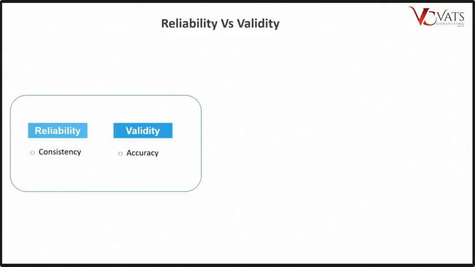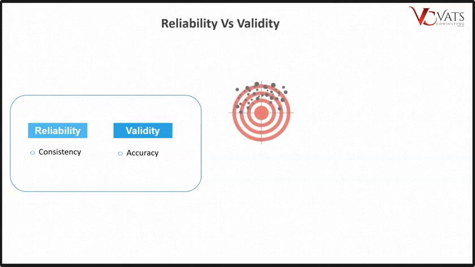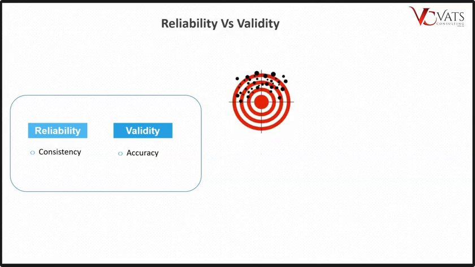Reliability versus validity. Till now, we know reliability is consistency and validity is accuracy. So how are they related? If you have to assess this picture based on reliability and validity, what would you say? Let's take this test. Is this shooter reliable? Is he consistent? And is he valid? Save your opinion. This is not reliable, not valid.